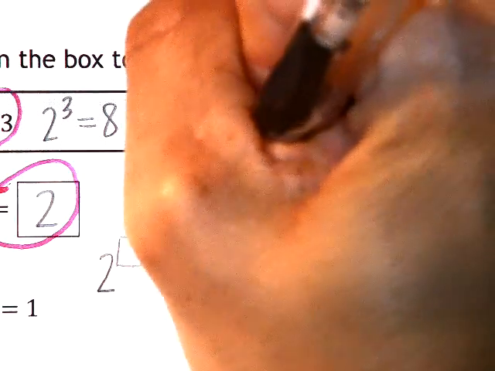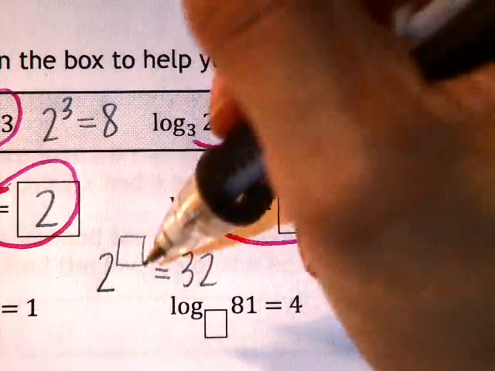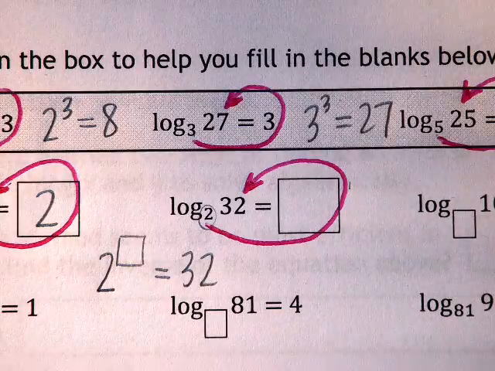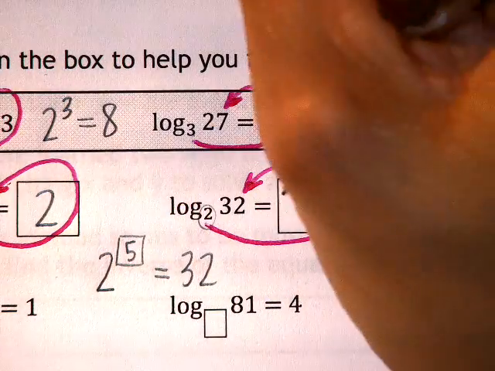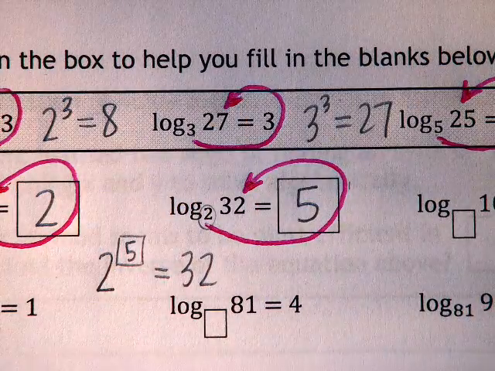That's the 32. So if I look at that now, I have 2 to the power of something that would give me 32 as an answer. Well, I can just think about basic properties of exponents, and I know that 2 to the power of 5 would do the trick. So it must be a 5 in that missing box.